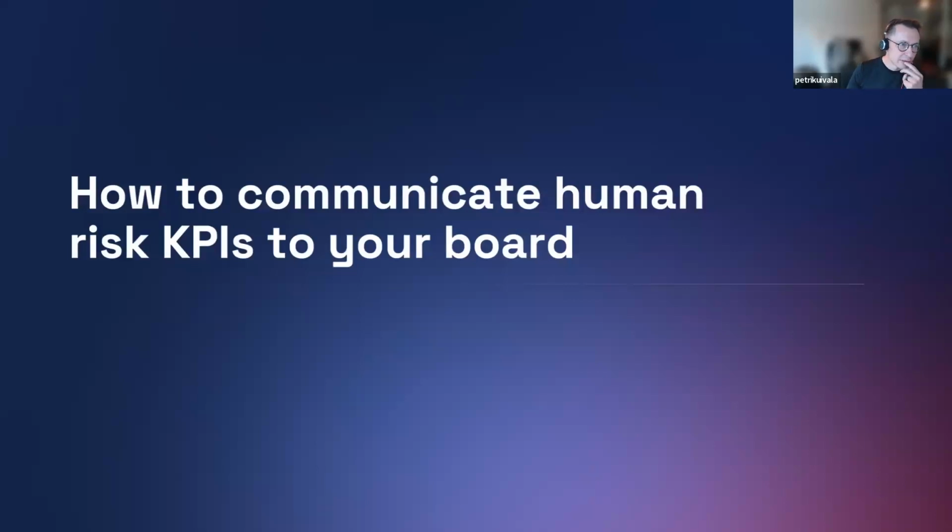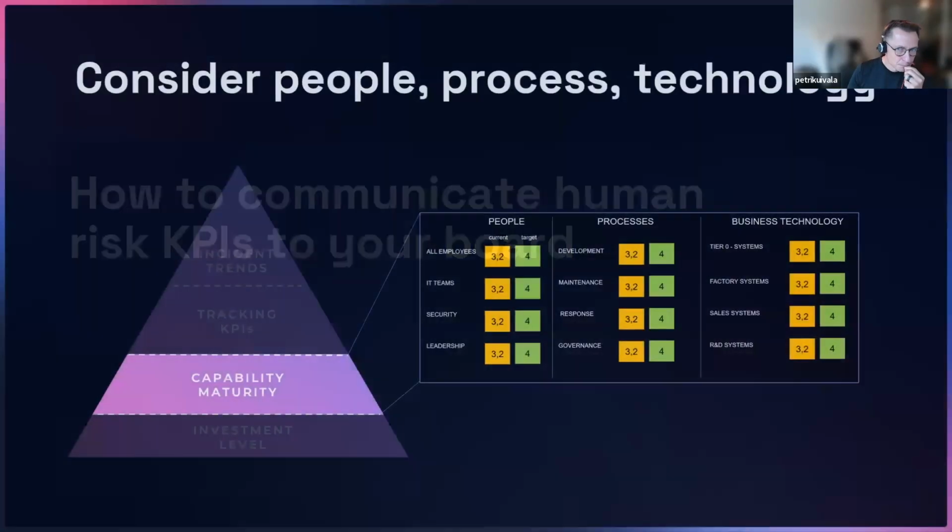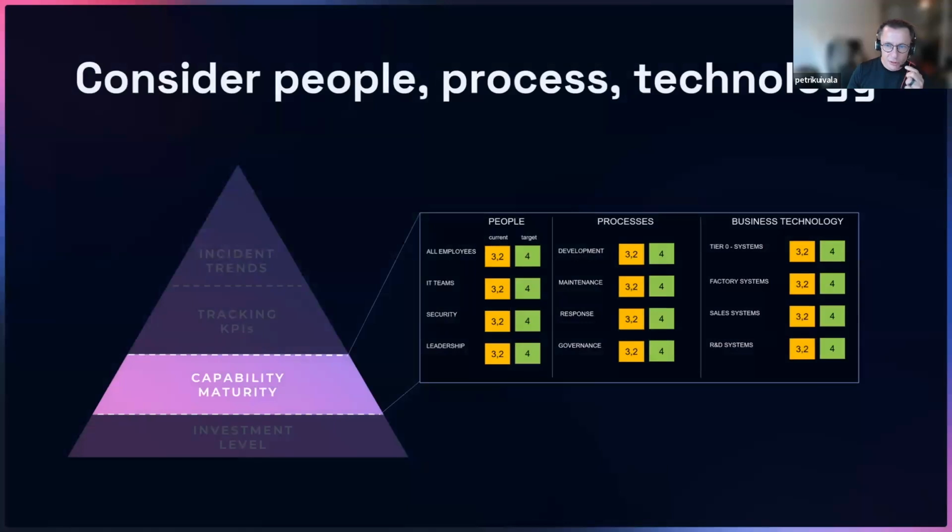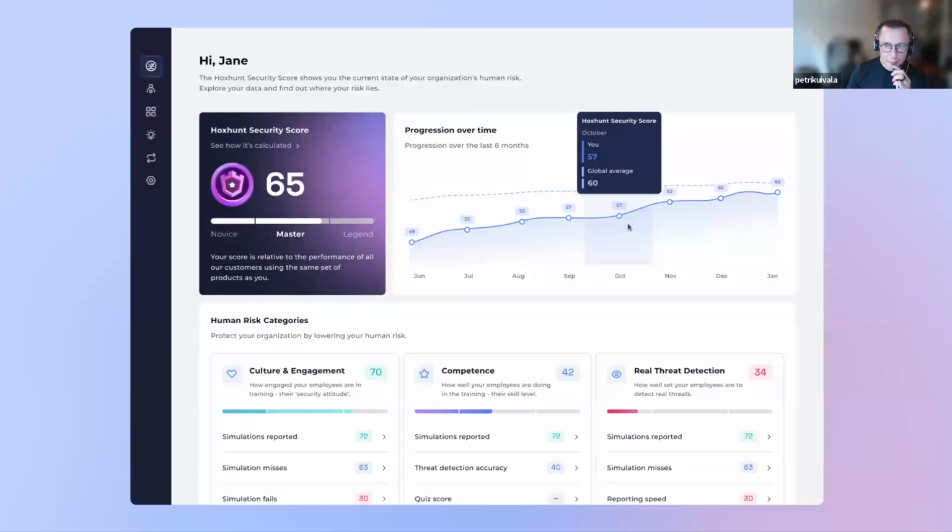But let's move into how I would do the board reporting on the human side of these things. You already saw this, but let's have a recap. It's people, process, and technology. And as I already said, it's about the KPIs, in this case about the people. So let's move on to see what the KPIs are.